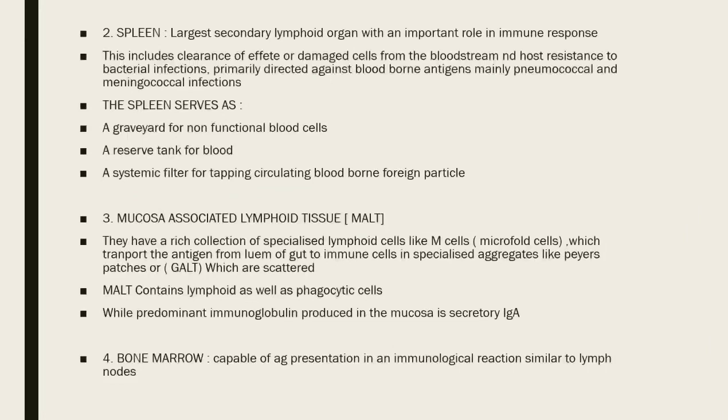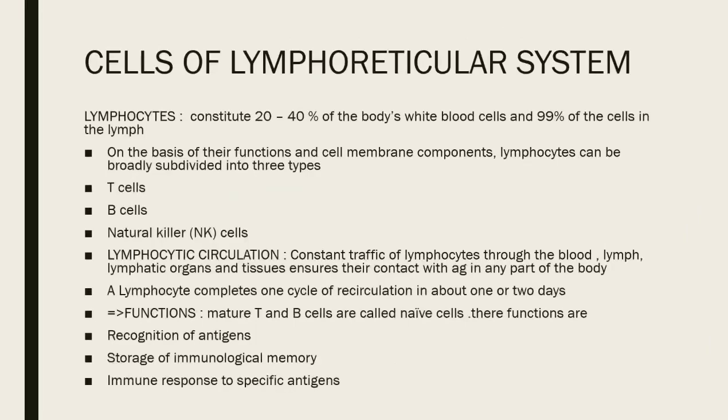MALT contains lymphoid as well as phagocytic cells. So it contains both lymphoid and phagocytic cells. While the predominant immunoglobulin produced in the mucosa is secretory IgA. Now, bone marrow. It is capable of antigen presentation in an immunological reaction similar to lymph nodes. So that was the classification.